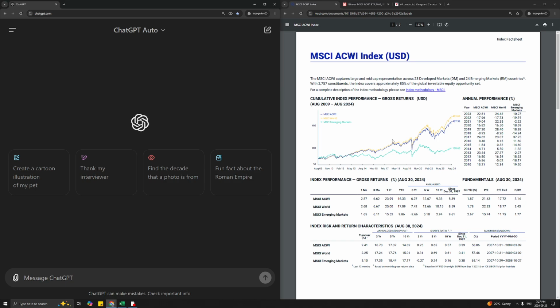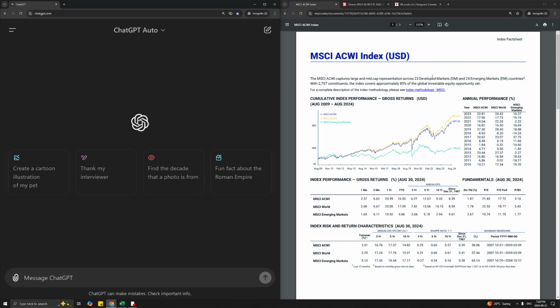The way I'm going to structure this portfolio is going to be based off of this index here. This index is pretty much all the countries in the world index. So ACWI, that's what it stands for, All Country World Index. The ACWI captures large and mid cap markets. So 23 of those developed markets are pretty much developed.